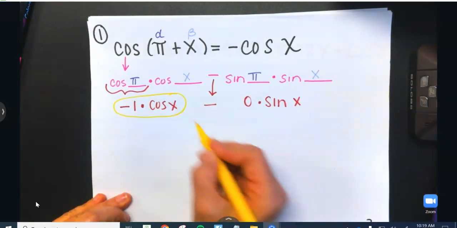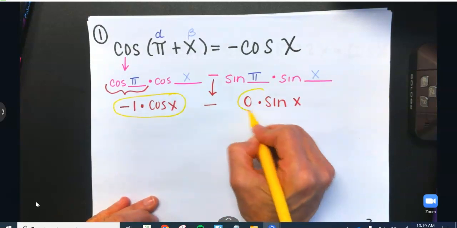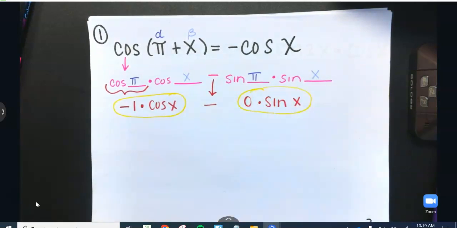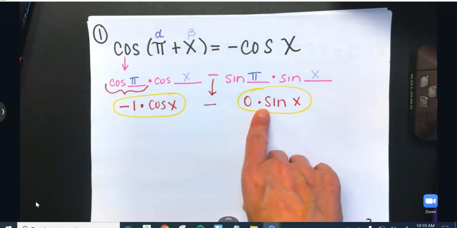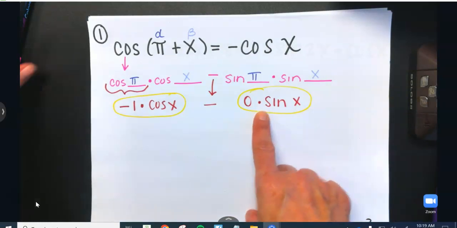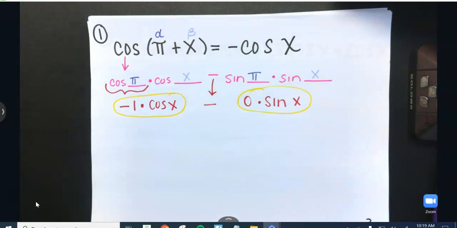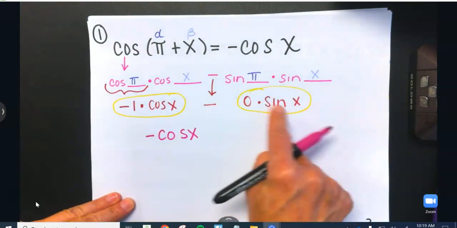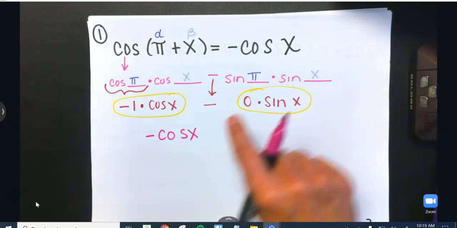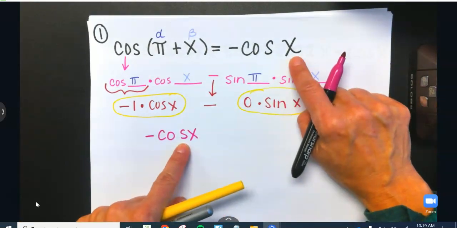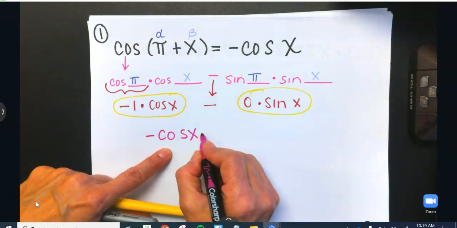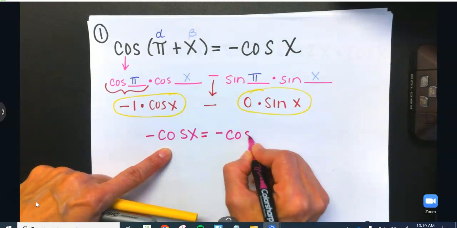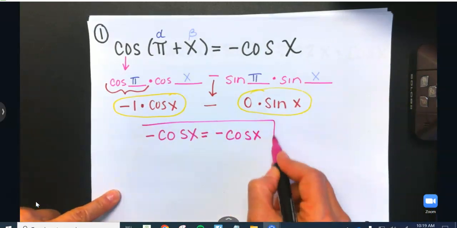We're going to multiply those. We're going to multiply these. Then we're going to subtract them. But you should already know the answer because 0 times anything is 0. So -1 times cosine x is negative cosine x. Minus 0 leaves that. And then look, we just verified it. We made the left side look like the right side. Done.